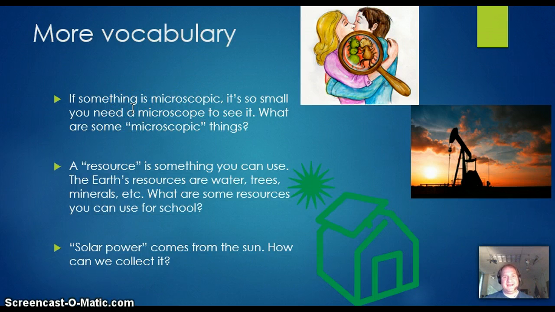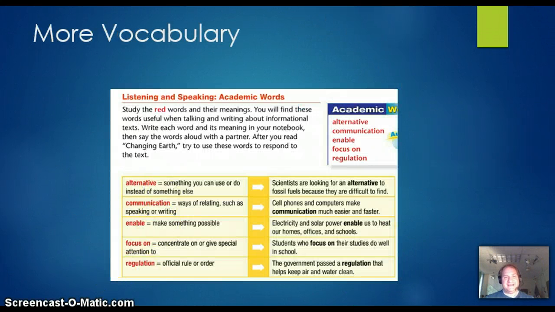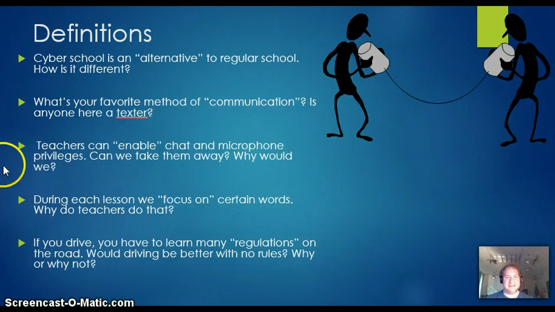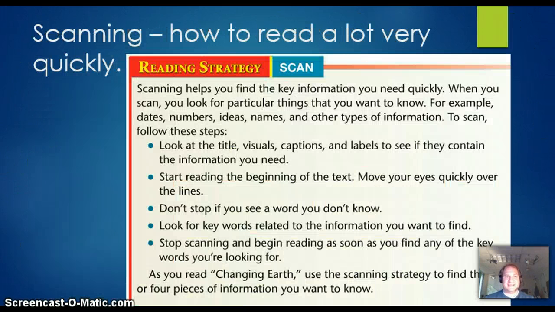Microscopic will come up, something too small to see easily. A resource, something you can use to help you. Talk about resources for the earth: oil, water, trees, air. Resources for school. Hey, come by, we'll talk about that in the live class. And solar power comes from the sun. For some reason, that's a green sun. So some more vocabulary words. Alternative, communication. Here we have the definitions and some examples. Again, come to class, we'll discuss these.